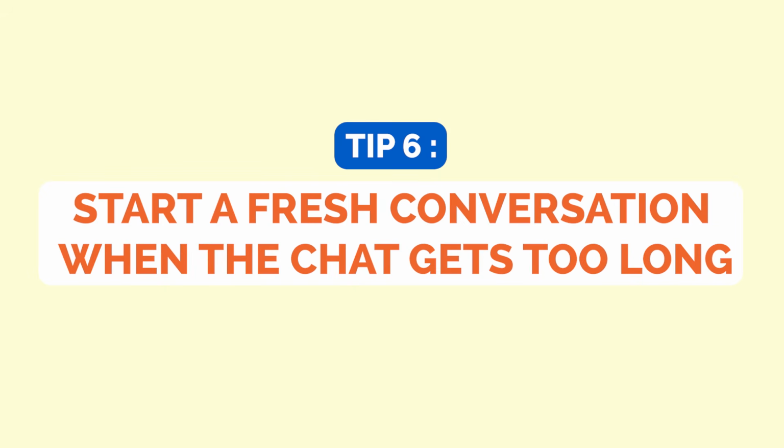Moving on to tip number 6, and that's start a fresh conversation when the chat gets too long. You can simply ask Claude to summarize a conversation, copy it, open up a new chat, paste it in, and restart your conversation from there. This will basically save Claude from having to go all the way back up to the top of a previous conversation to find context about what you're talking about.